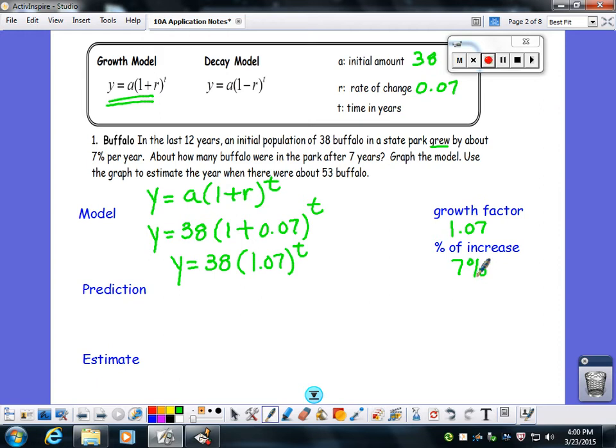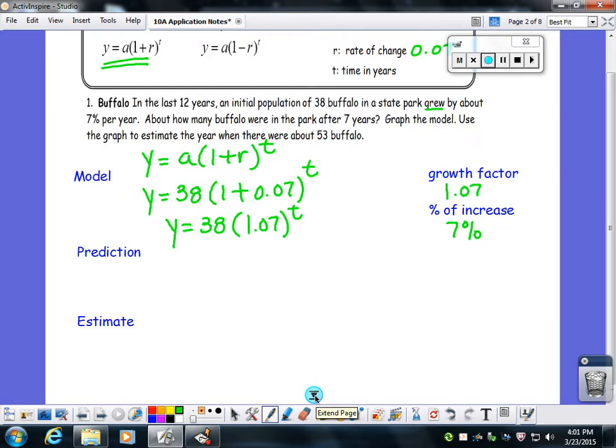All right, now let's make a prediction. So how many buffalo were in the park after 7 years? So all I'm going to do is take my 7 and substitute it into my formula. All right, do that math, and we get 61.020. Well, we can't have a fractional part of a buffalo, so we have approximately 61 buffalo.